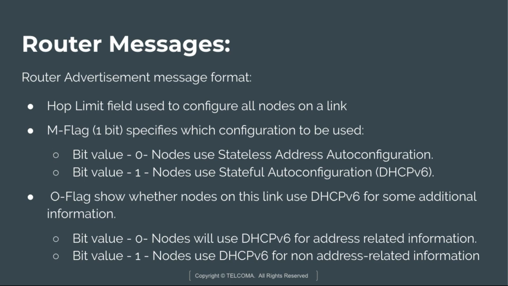Then is the O flag. O flag shows whether nodes on this link use DHCP version 6 for some additional information. So it means whether these nodes are using a DHCP server for some other additional information, or they are only using it for the IP address. So if the bit field is 0, then it indicates that the device will use a DHCP server for address related information. And if the bit field is set to 1, this indicates that the device uses DHCP version 6 for non-address related information. So it is also gaining some other information related to the device.